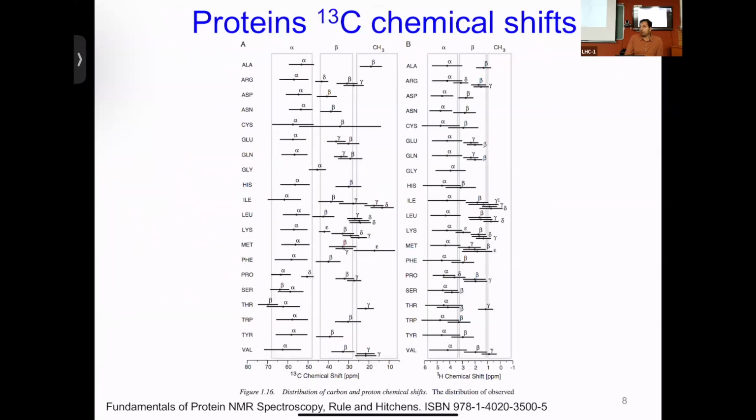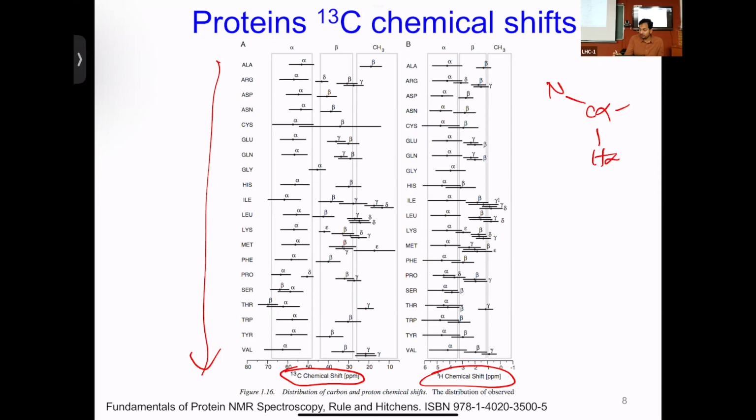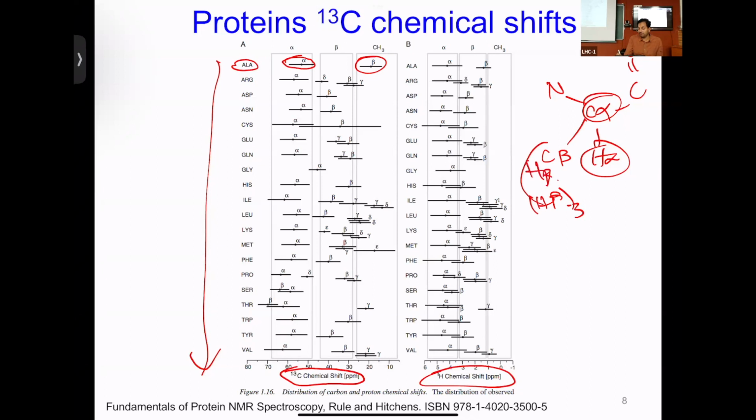So we have been talking about chemical shifts over and over again. This is an example of carbon and proton chemical shifts across the 20 amino acids that are present. For instance, we were talking about N, C alpha, H alpha, and C double bond O, and we are talking about the CH correlation. This gives you an idea of the range of C alpha chemical shifts for alanine and C beta chemical shifts. Alanine will have C beta and H beta 3 because it's a methyl group, not the right way to write it, but it's a CH beta 3.